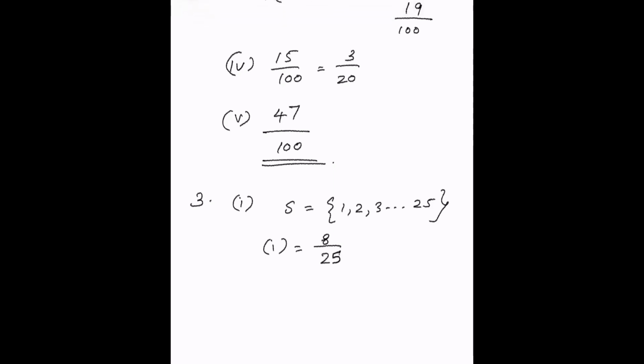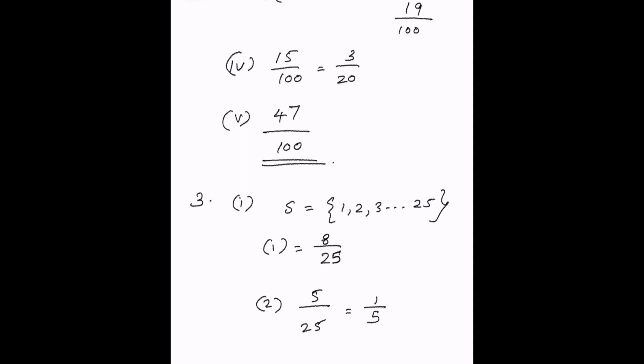Now second subdivision, multiple of 5. How many cards are there which are multiples of 5? 5. So it will be 5 by 25, which is 1 by 5.